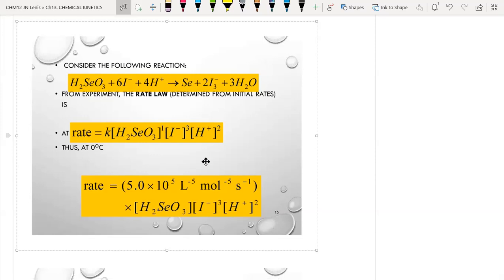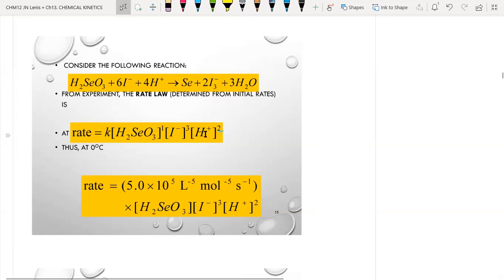So you say the whole reaction is first order with respect to this compound, third order with respect to this ion, and second order with respect to this H plus ion. That's how we read it.